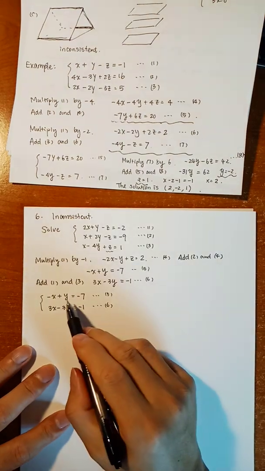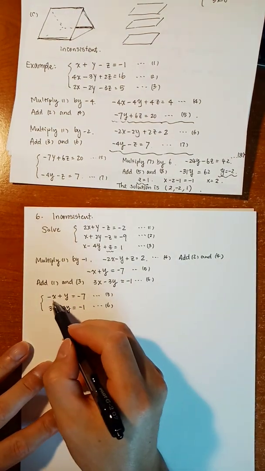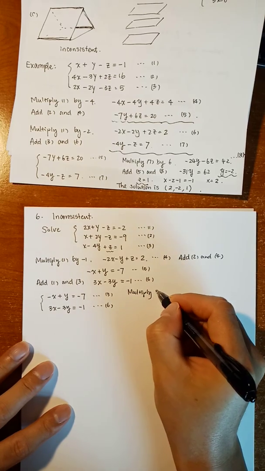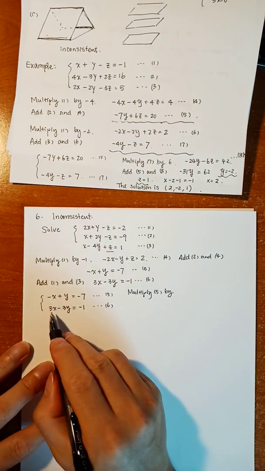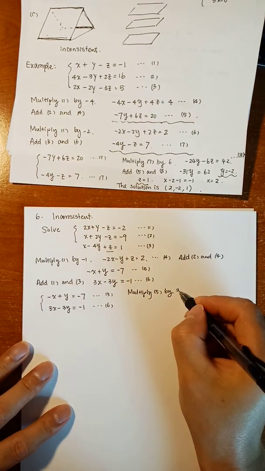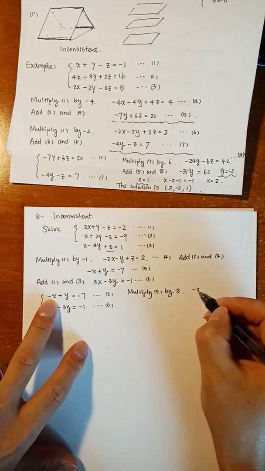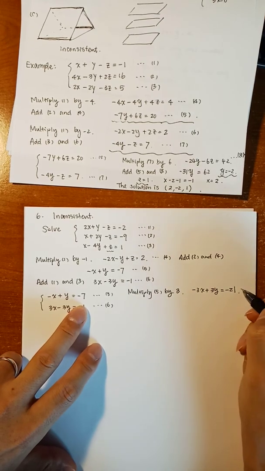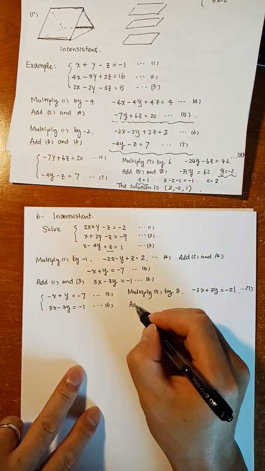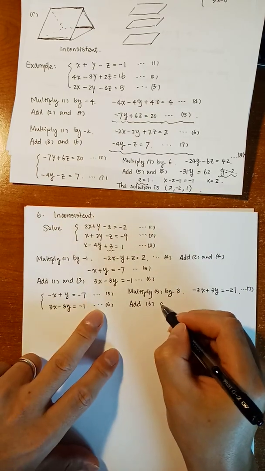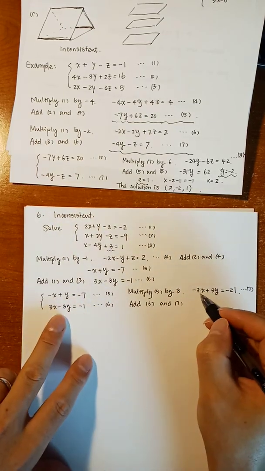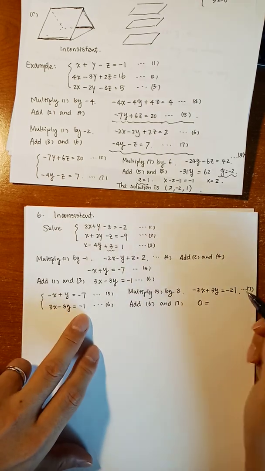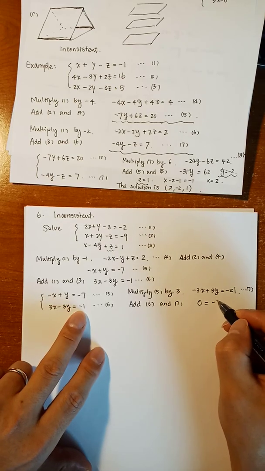Good. Now let's continue the elimination. I'm going to multiply equation 5 by what? If I want to cancel x, I will multiply it by 3. By 3, we will get negative 3x plus 3y is equal to negative 21. Let's call it equation 7. And then we add equation 6 and equation 7. Negative 3x plus 3x, 0. 3y plus negative 3y, 0. So the left hand side becomes 0. Right hand side, negative 21 plus negative 1, negative 22.